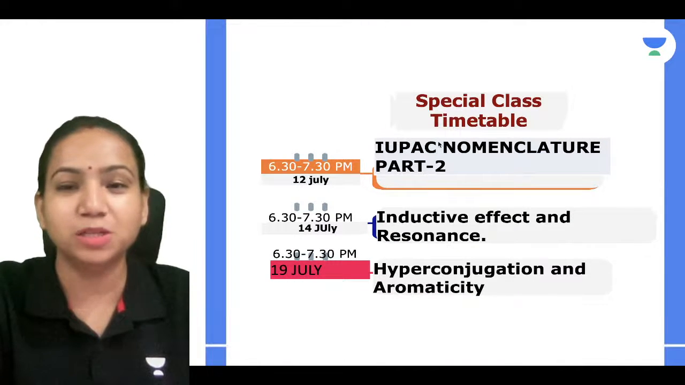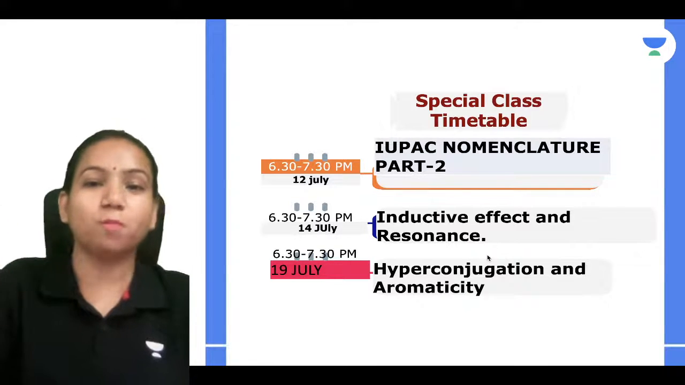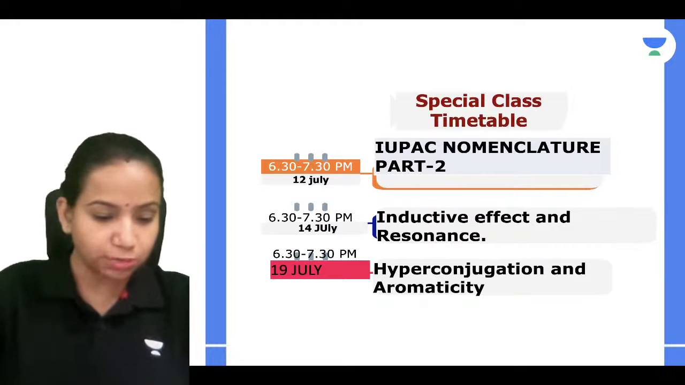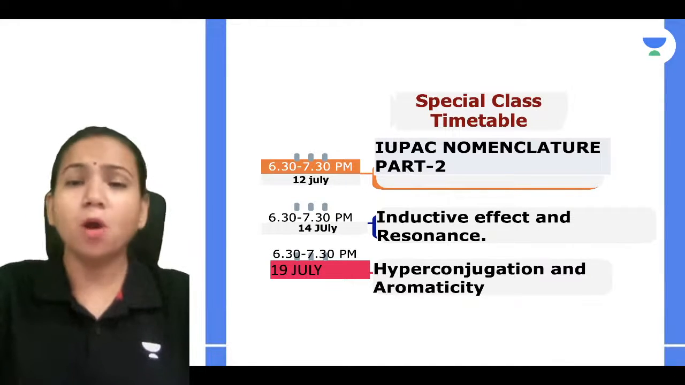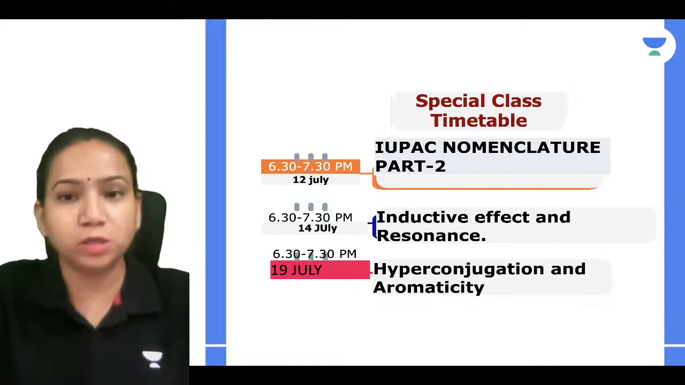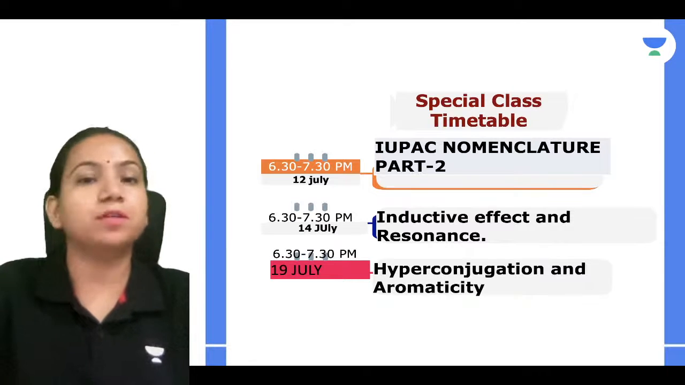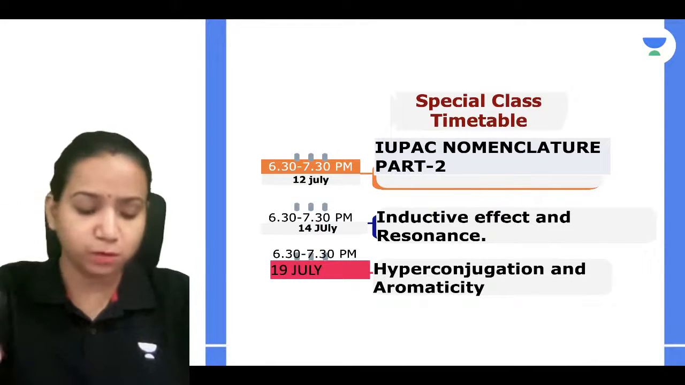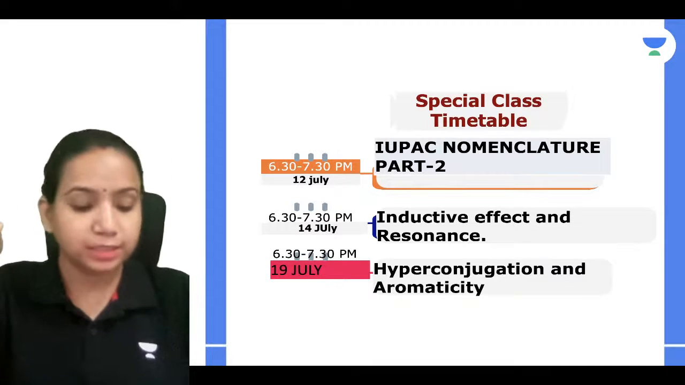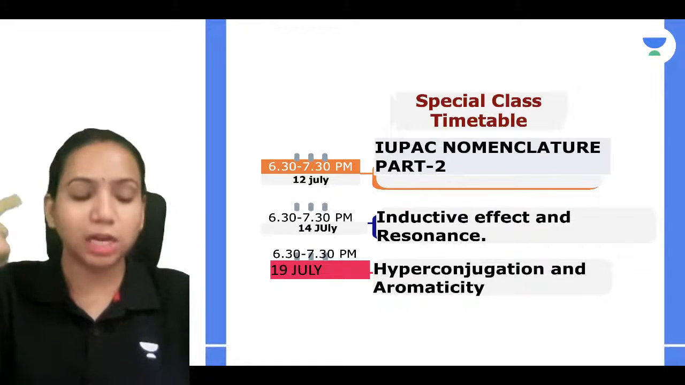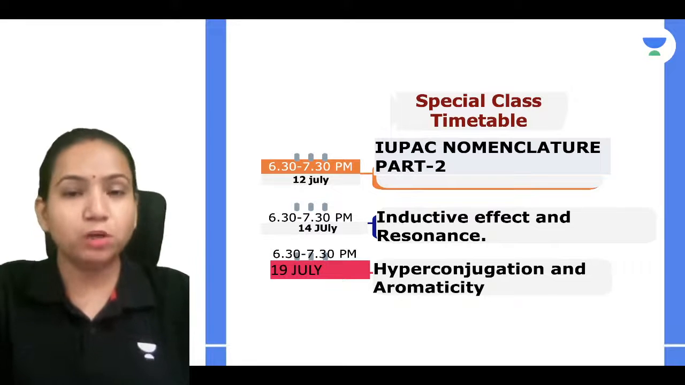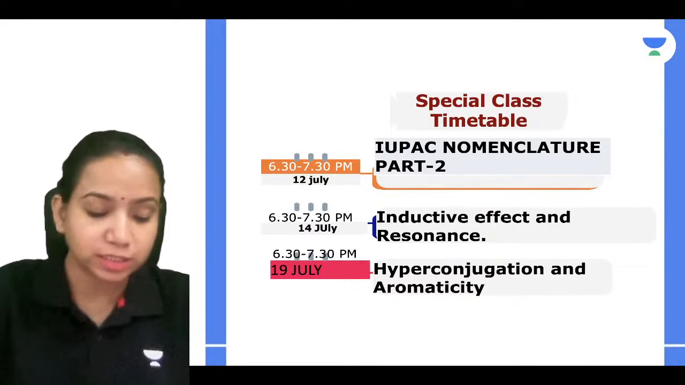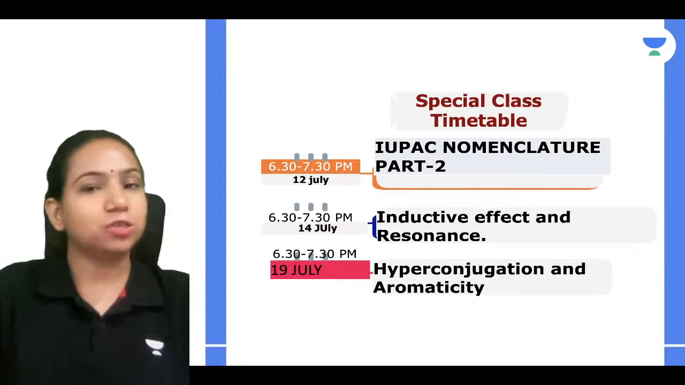The special class timetable. So guys, this is the timetable which you can see. These are the topics which many of the students asked for. They wanted me to discuss general organic chemistry before starting with the class 12 organic chemistry, and to revise these topics. One class I have already taken, the special class for IUPAC nomenclature. If you go to the Unacademy app, select your goal, which is ISC class 12, and then check the special classes, you will be able to see all the special classes which are already taken. IUPAC nomenclature part 1 is already done. Part 2 we'll be doing on 12th July, 6:30 to 7:30 p.m. Then on 14th July we'll talk about inductive effect and resonance, and on 19th July hyperconjugation and aromaticity, which is going to be really helpful for your class 12 organic chemistry.